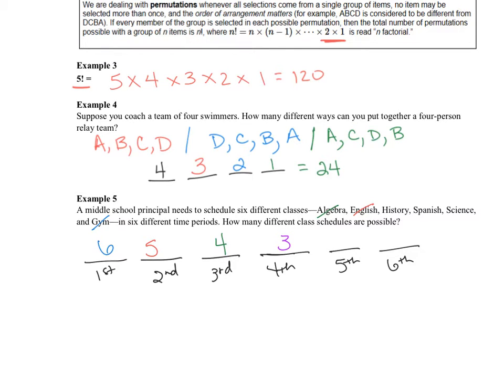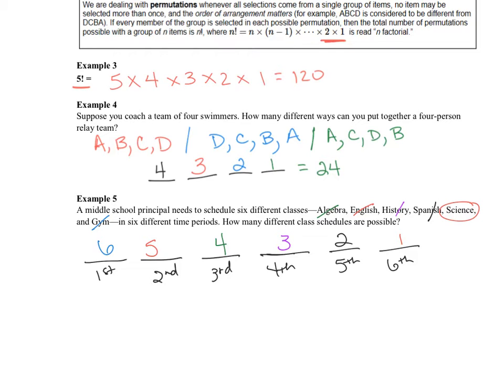Let's say that this one's history. How many are left now? 2. Let's say that this one is Spanish. Then your last class has to be science. And that's why this is called a permutation. And in a permutation, the order matters.